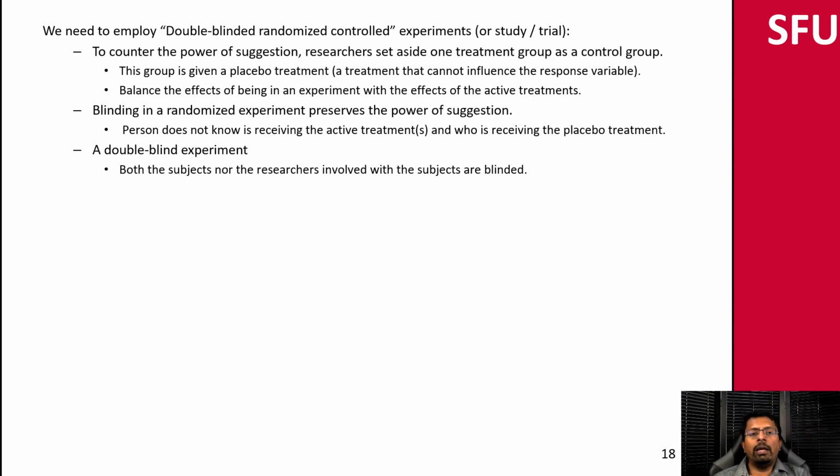So the other thing is we need to employ what's known as double-blinded randomized control experiments in a study or trial. So this is basically to counter the effect of suggestions. So the researchers set aside one group, the treatment group, and the other one is a control group. The control group is typically given what's known as a placebo. The placebo actually looks and feels the same as the treatment. For instance, if you are doing a medical experimental study, some people might be getting actual medication, and some people might be getting a sugar pill, which looks very similar to the actual medication but doesn't actually have any effect. And then we need to balance the effect of the active treatment.